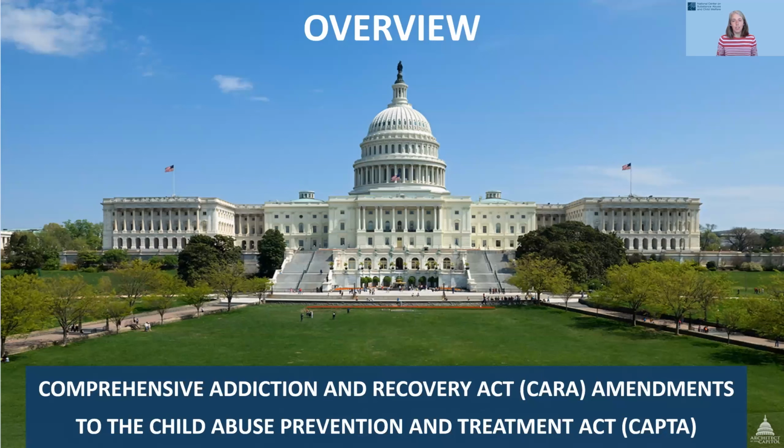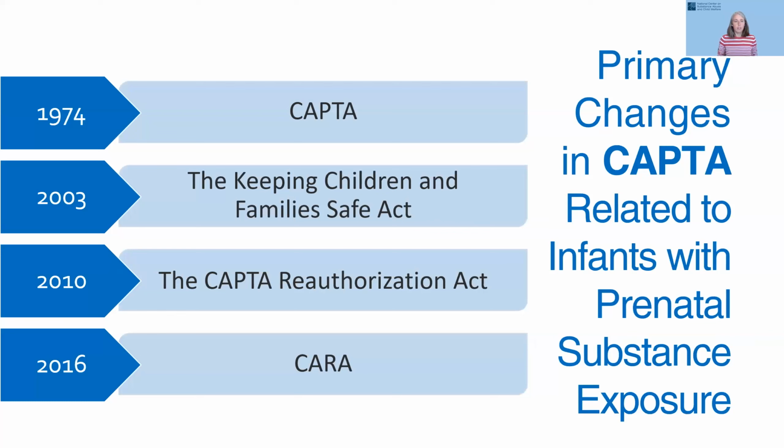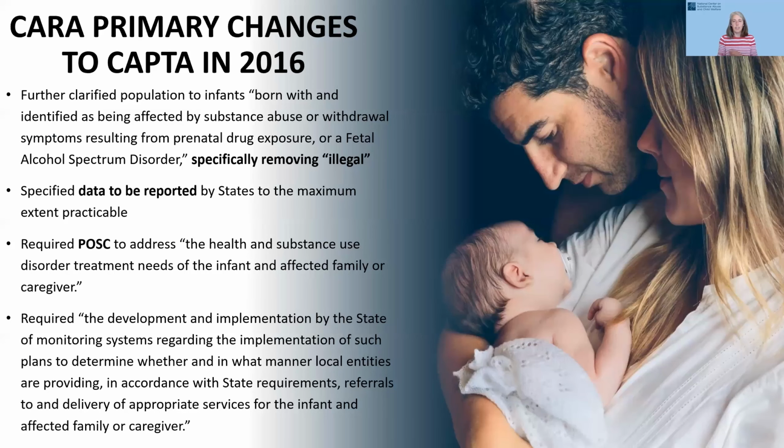When we talk about plans of safe care, if you're not familiar, it came to us through the Child Abuse Prevention and Treatment Act, or CAPTA. CAPTA is a really broad piece of legislation that addresses many different components of child welfare practice. It comes to us in 1974. We're talking about a passage related to infants born exposed to substances, and that first appears in 2003. There's an amendment in 2010, and then another amendment in 2016. Basically this piece of legislation mandates that infants born affected by substance abuse, withdrawal, or fetal alcohol spectrum disorder need to have a plan of safe care.